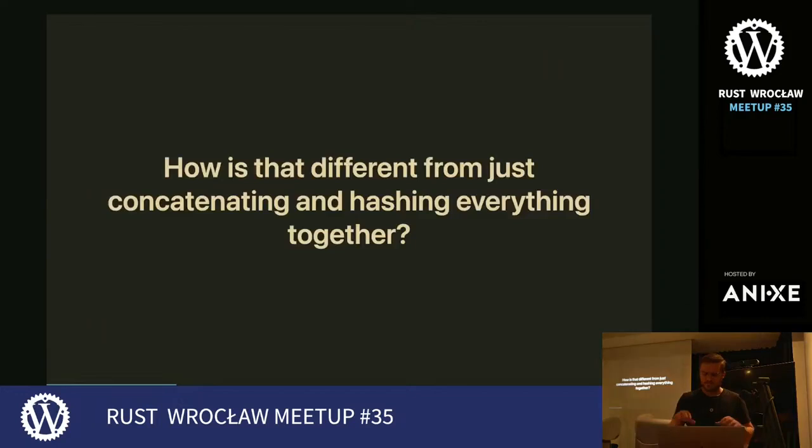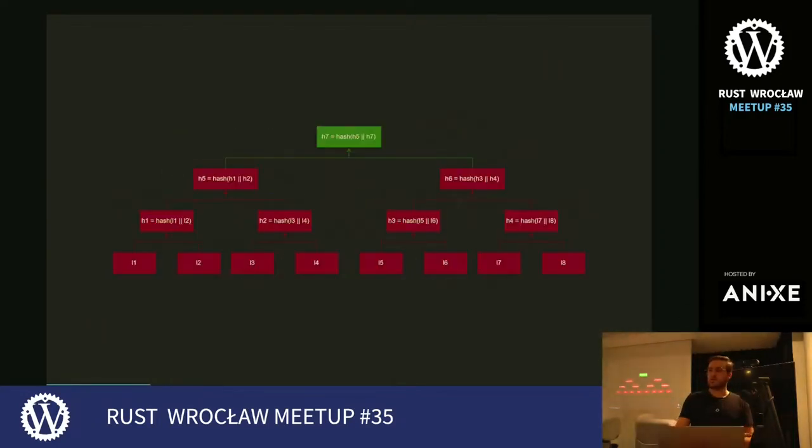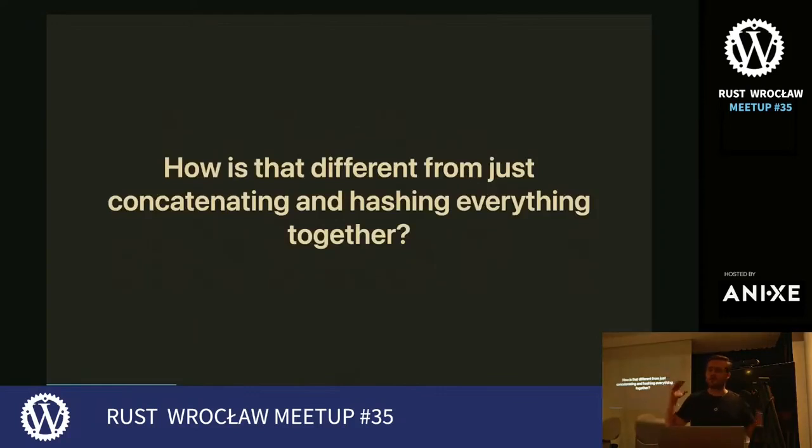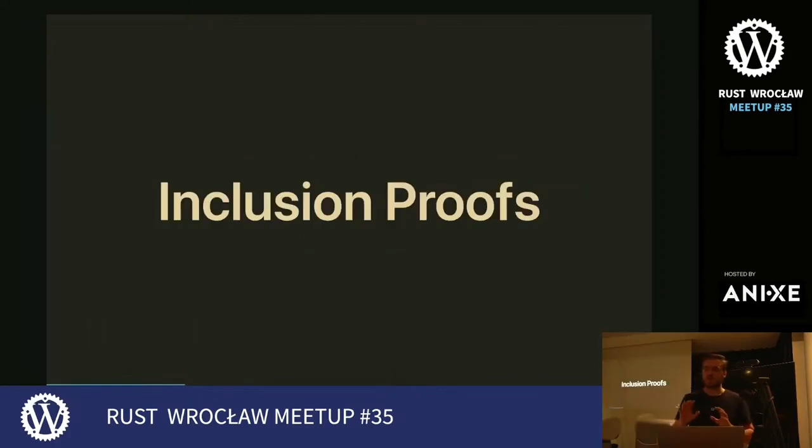And you might be wondering right now, how is this different from just concatenating all the data I have and hashing it together, right? For the purpose of consistency checking or verifying that I have all the right data. Say you have 500 files, you could just hash them together, right? Well, Merkle trees give us two important properties, and the first one is inclusion proofs.